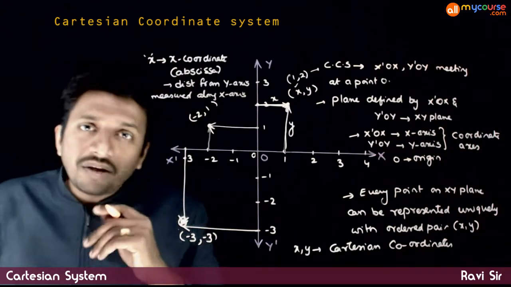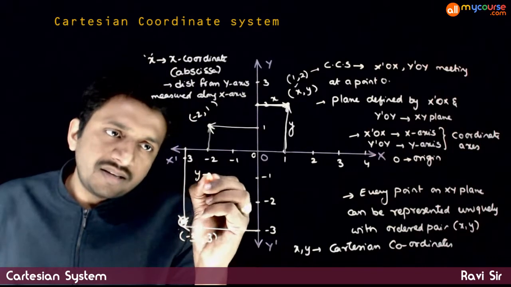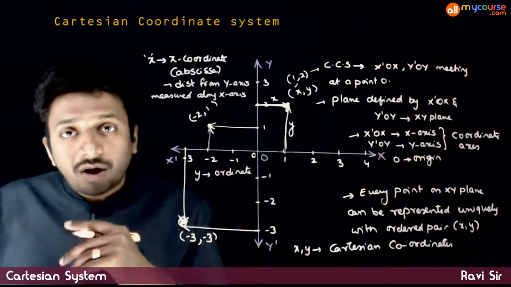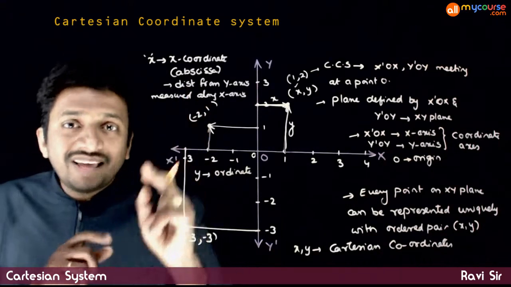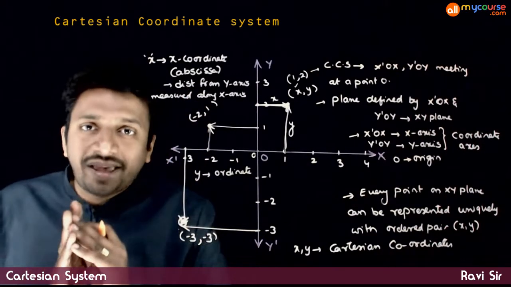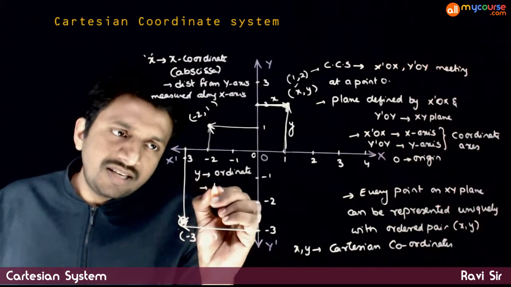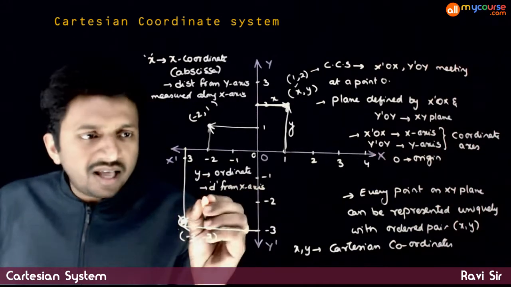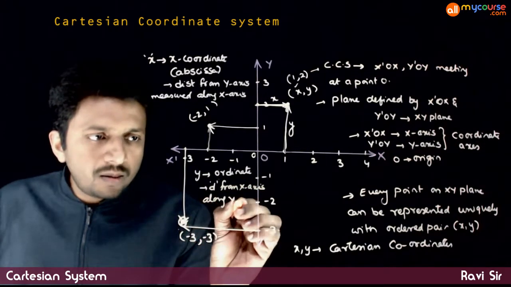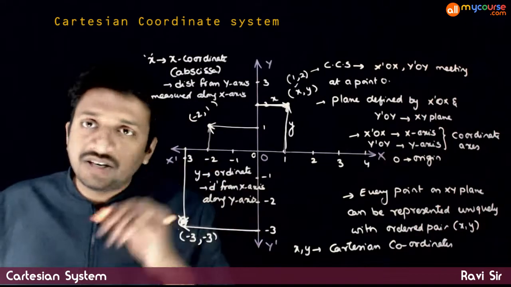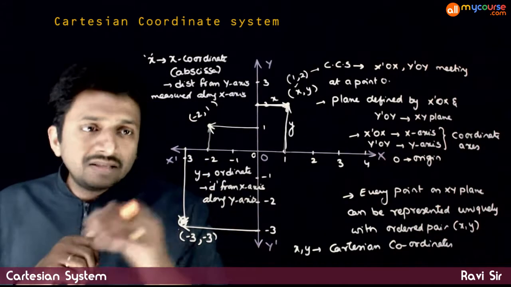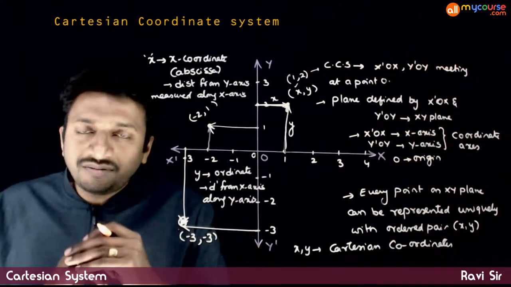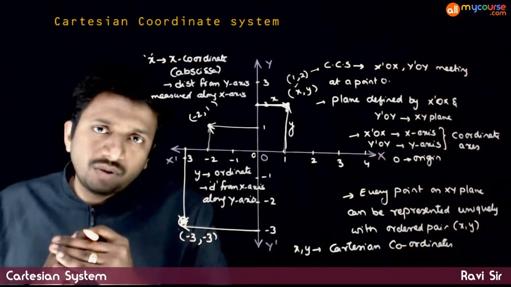Similarly, what is the y-coordinate? The y-coordinate is usually called just ordinate. So what is the ordinate of a point? Again, it's the distance from the x-axis measured along the y-axis. Again, the sign is important. If you measure in the direction of the positive x-axis, the number is positive. Negative x-axis, the number is negative, and so on.